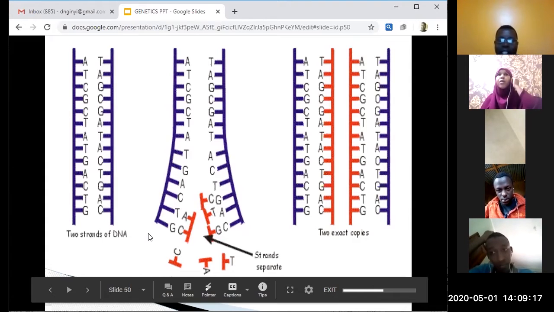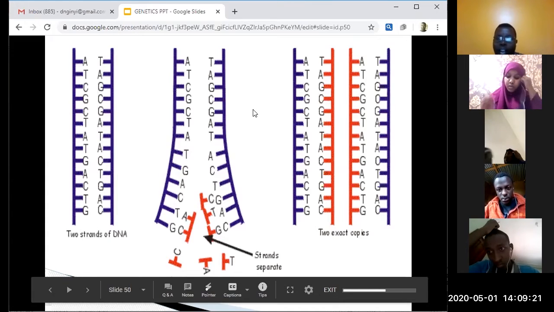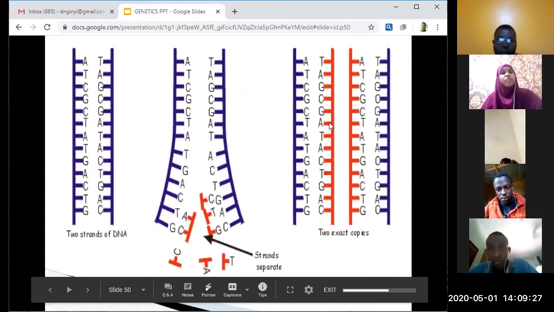Okay, you can see from one DNA strand, we have two DNA molecules that have been produced. From one DNA molecule, we have two DNA molecules. And what you can see is that these two DNA molecules, this one and the other one, are exactly replicas of each other. And both of them look the same as the parent or the original DNA strand.